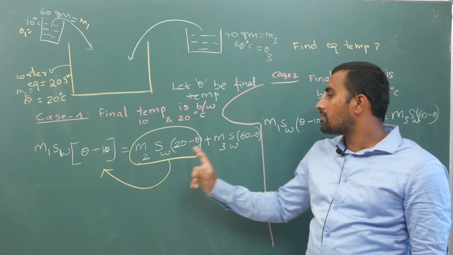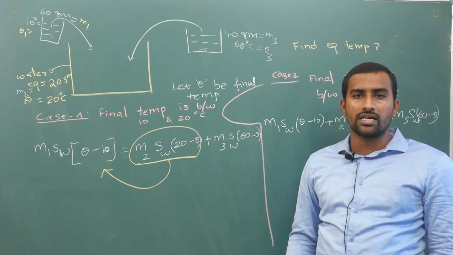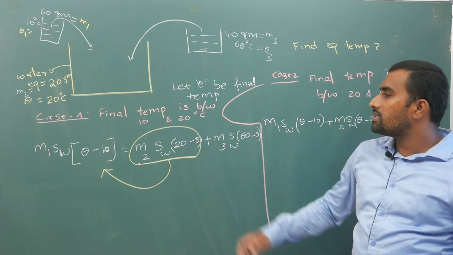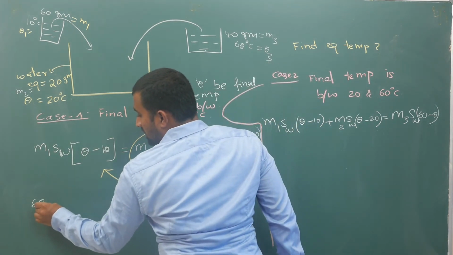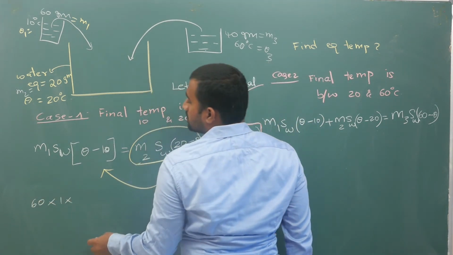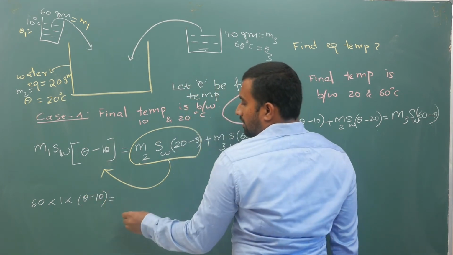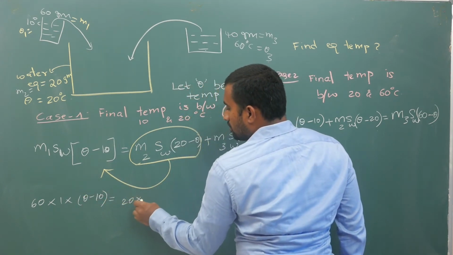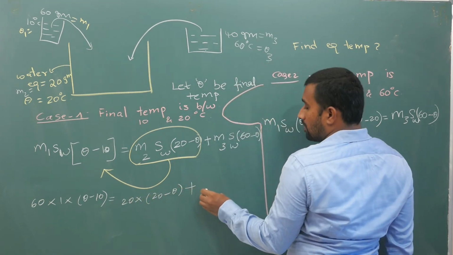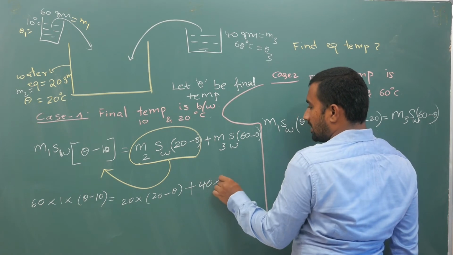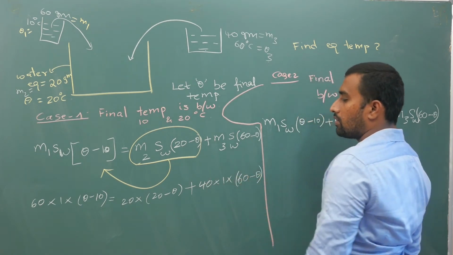You solve this equation and this equation, both are the same. You solve any one equation, still you will get the same answer. So in this case, let me try to solve this equation. So 60 times 1 times theta minus 10 is equal to m2, which is 20, into 20 minus theta, plus the mass of water is 40 grams, so 40 into 1 into 60 minus theta.